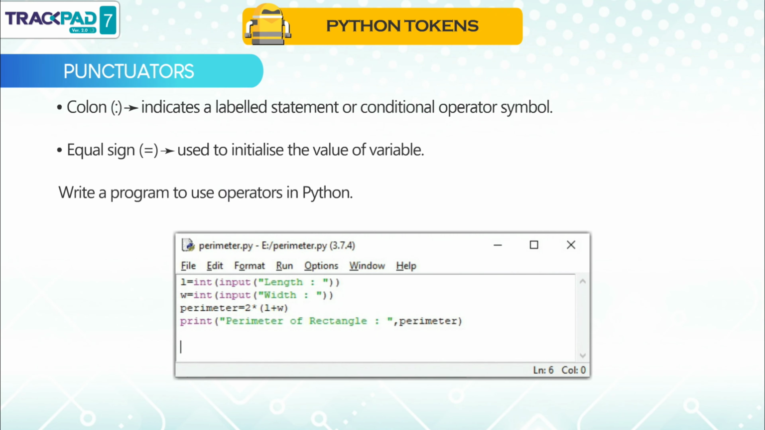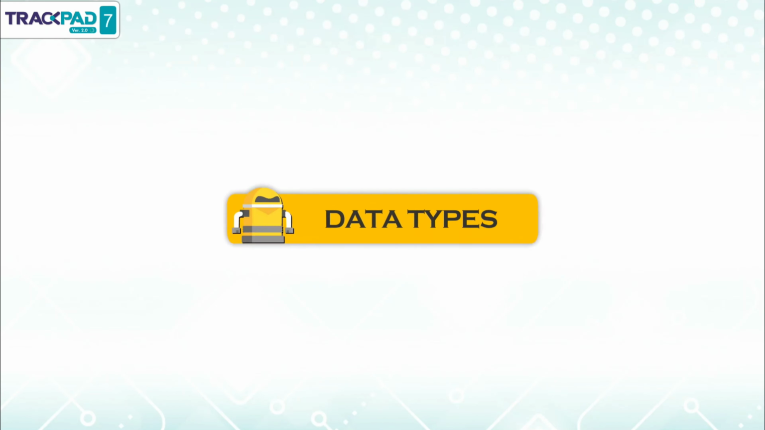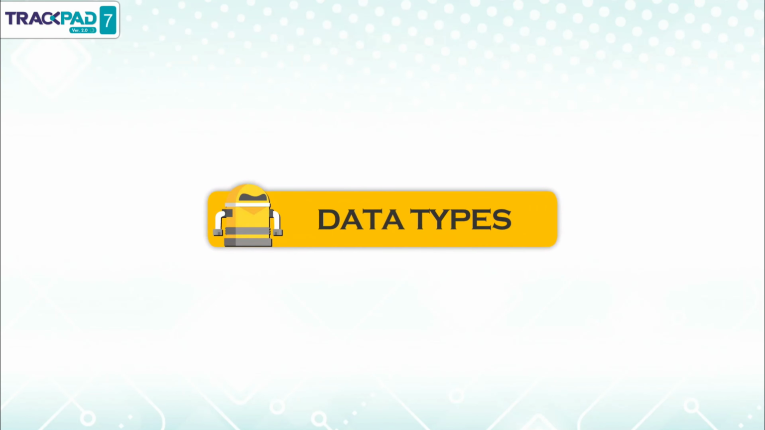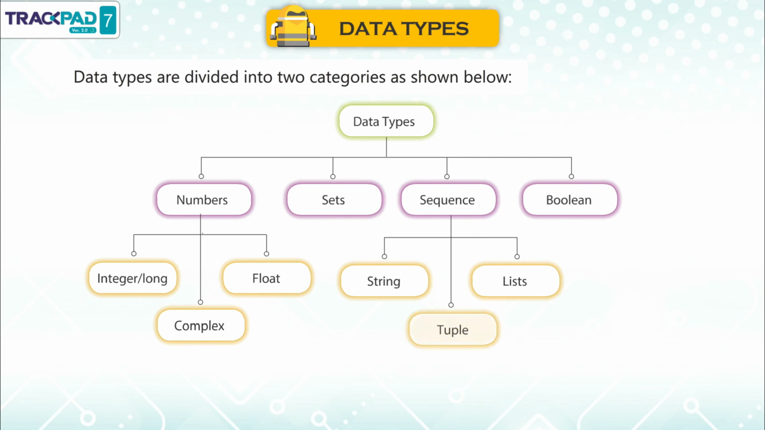Write a program to use operators in Python. Data types. Data types are used to define the type of value a data can contain. Each variable in Python is associated with some data type. Each data type requires a different amount of memory and has some specific operations performed on it. Data types are divided into two categories as shown below.